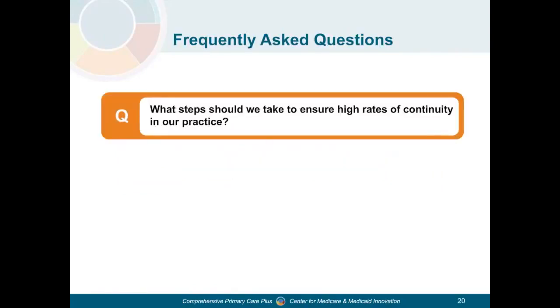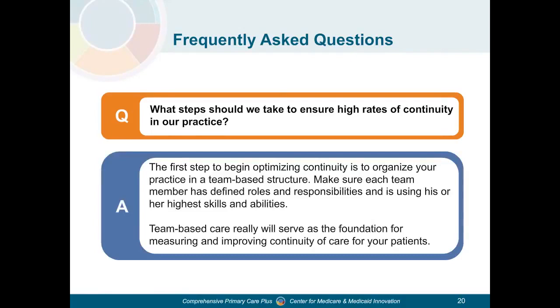So, what steps should we take to ensure high rates of continuity in our practice? It may seem trite or cliche, but really the first and best step is to organize the care you provide into care team structures, making sure that everyone who interacts with the patient has clearly defined roles and responsibilities, and you understand when and how they're communicating with your patients to make sure that there's no communication misses or gaps that occur.